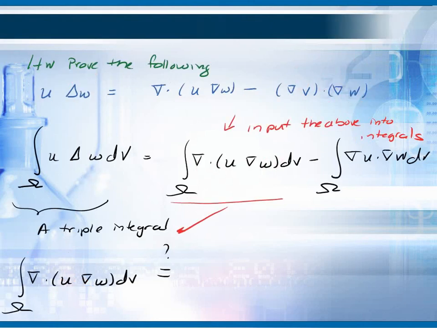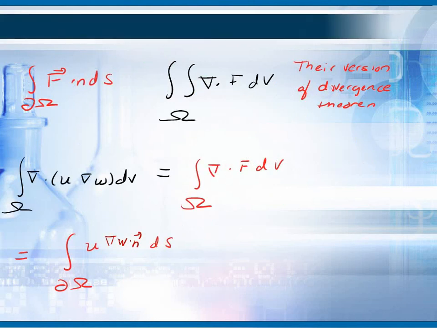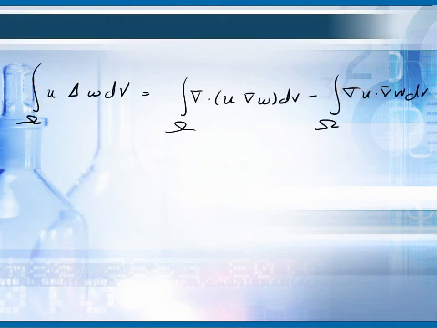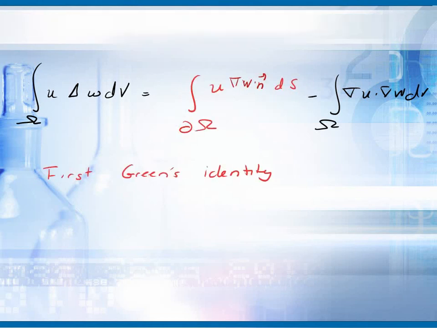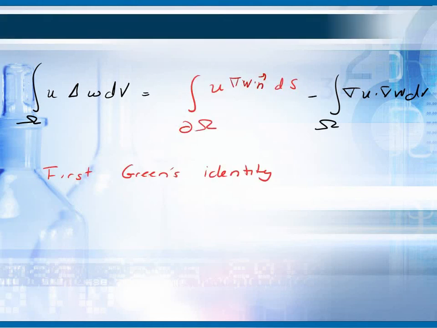is, let me back it up. So what is this piece over here at the bottom where I have a question mark? It turns out that that piece is really the gradient dot the vector field dV, which is equal to u gradient w dot the outward normal dS. That's the flux, right? So you're applying the divergence theorem. And so you get this identity up here, and it's called the first Green's identity.